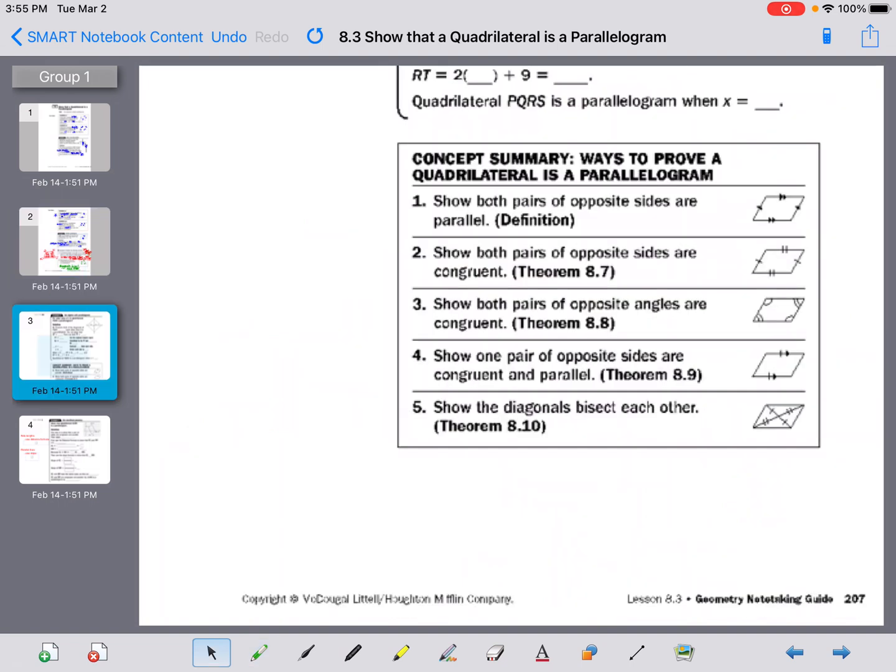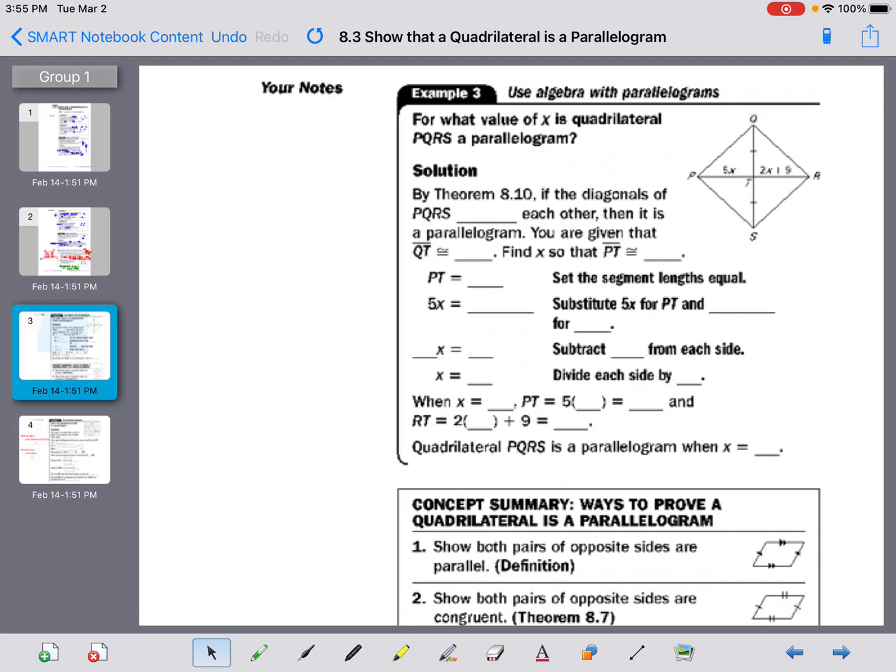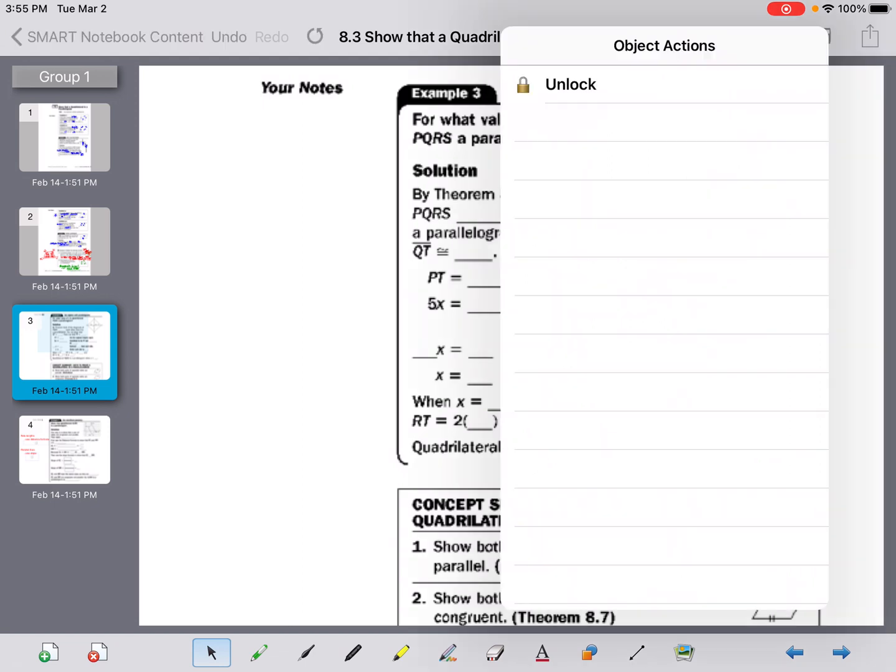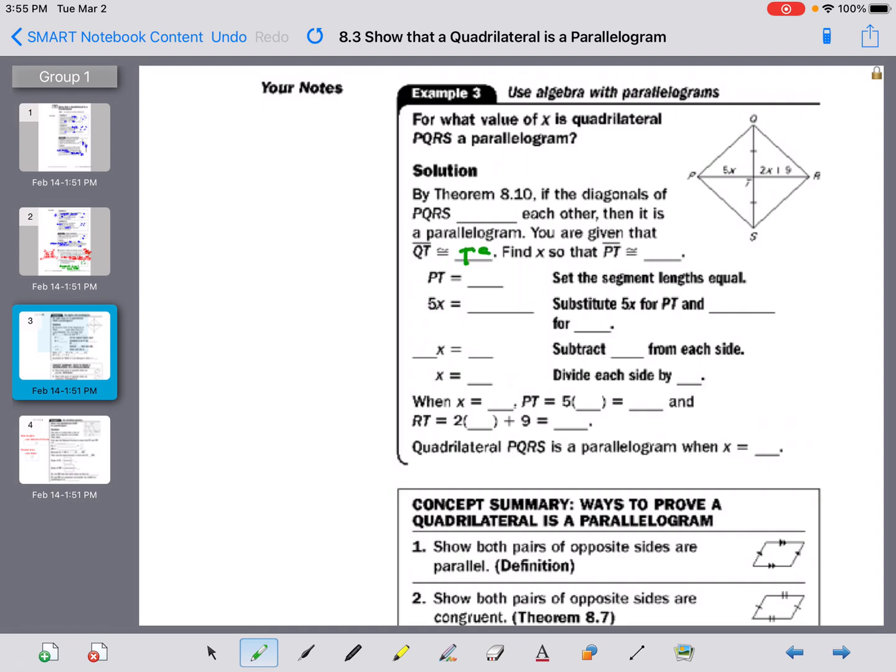All right, we are on page 3 here. It says, what value of x is this quadrilateral going to be a parallelogram? Well, I can already see that TS and QT are congruent. So that's one diagonal that's bisected. So I know that if PT and TR are also congruent, then my diagonals will bisect each other. And if my diagonals bisect each other, then I have a parallelogram. So I want my PT and TR to equal each other. So I want 5x to equal 2x plus 9. I'm going to subtract 2x, and I get 3x equals 9, divide by 3, and x equals 3.